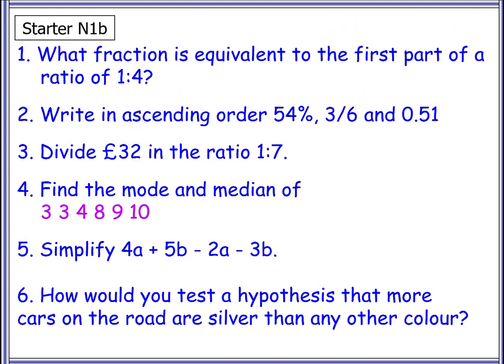Okay, starter for you. So click pause, attempt all questions. When you're ready to go again, click play and we'll go through the solutions. Okay, so we'll go through the solutions now. What fraction is equivalent to the first part of the ratio of 1 to 4? So the total number of parts is 5, so it's out of 5. 1 plus 4 is 5, so the first part is going to give you 1 out of 5.